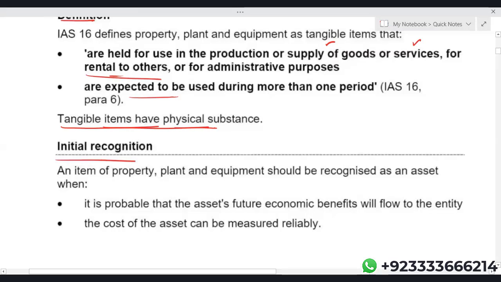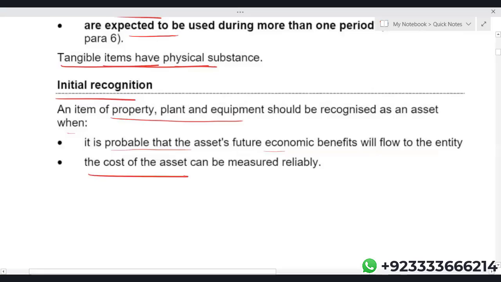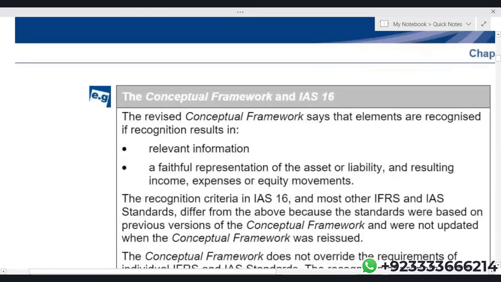An item of property, plant and equipment should be recognized as an asset when it is probable that the asset's future economic benefit will flow to the entity. Means there are more than 50% chances that the company is going to get the economic benefit. And second, the cost of the asset can be measured reliably. If both the conditions are met, then obviously you are going to recognize the property, plant and equipment.